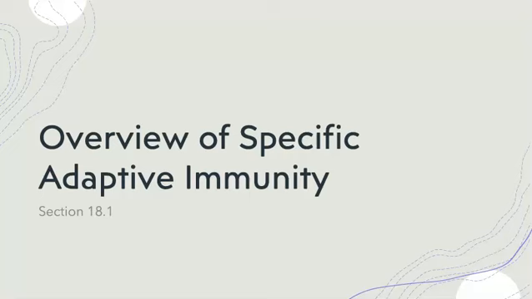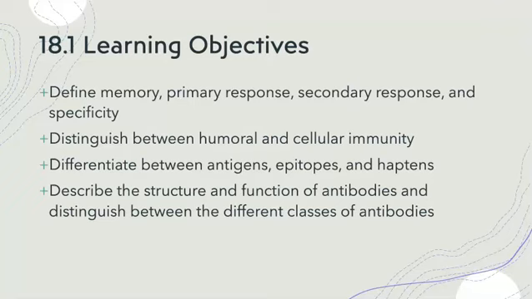it involves. So our learning objectives here are to define memory, primary response, secondary response, and specificity, distinguish between humoral and cellular immunity, differentiate between antigens, epitopes, and haptens, and describe the structure and function of antibodies and distinguish between the different classes of antibodies.